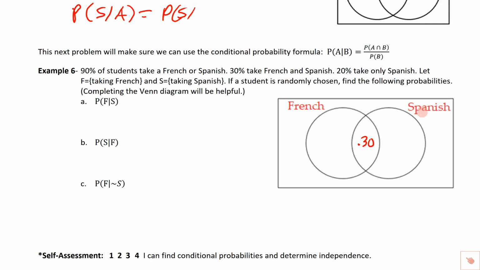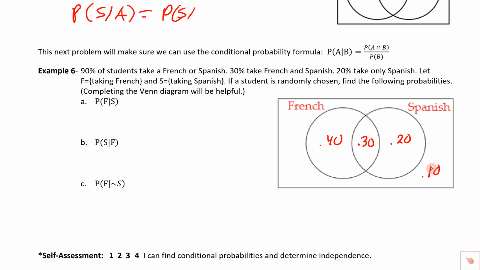20% take only Spanish. So I can put a 0.20 here. How do I figure that one out? Well, 90 minus... Luke? So you take the total people inside the Venn diagram. Yep. And you subtract what you already have. And when you say inside the Venn diagram, you mean inside the circles? Yeah. Okay, so how many are inside the circle? What percent? Yep, 90. So 90 minus 50, this is going to be 0.40, 40%. Okay, we're missing something here. Yeah. We need 10% on the outside that aren't taking anything.